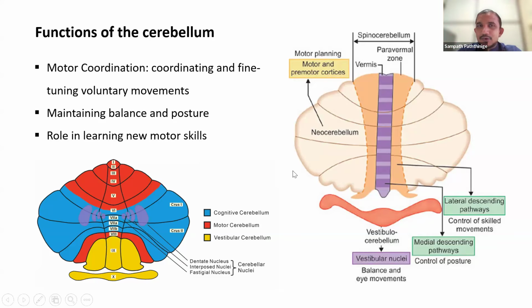But basically, the cerebellum is involved in motor coordination, maintaining balance and posture, but it has some function in motor planning, right? Learning motor skills as well, right? So that helps the execution of these movements in the second and the repeated attempts, right?